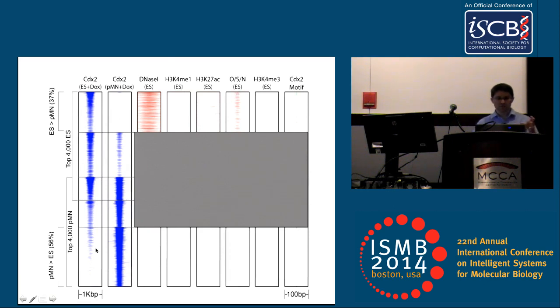Conversely, again as you would have probably expected, the sites that are bound more in progenitor motor neurons than in ES cells do not show anything special happening at them in ES cells. Okay? They're not already accessible in ES cells, and therefore maybe that's why they're not bound.